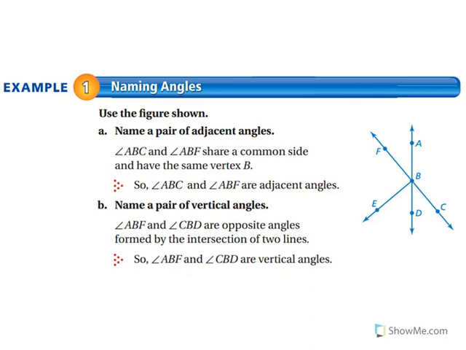Okay, well, in this example, we are to name a pair of adjacent angles. And so we're going to look first at the example that is given to us. So we have angle ABC, which is right over here, this angle here, ABC. And it has two different angles that are right next door to it. We have one to the left, one to the right. The one to the left is angle ABE, and the one to the right is angle CBD.